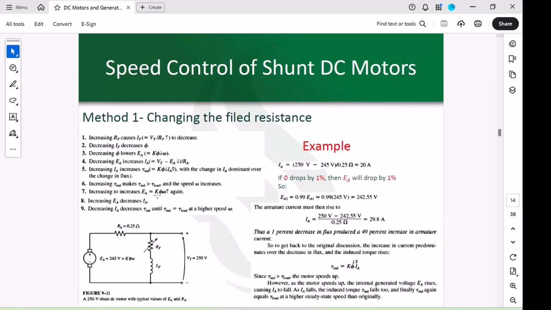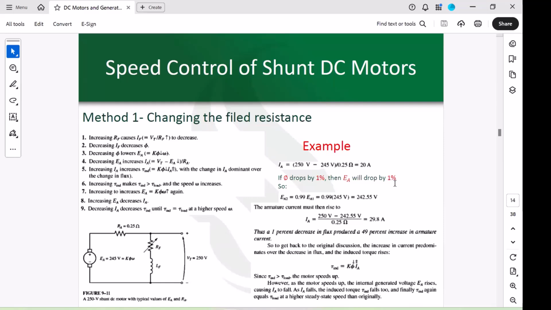But accelerating the machine will result in the increase in EA again, because EA depends on omega. Now, increasing EA will decrease IA, which will result in decreasing tau. But tau will decrease basically to become equal to the tau of the load, because in the end, what is dominant in the system is the load, right? So it has to come back to the load tau again, because the system needs to get into balance. But that balance now is happening at a higher speed. So that's the point: with the same tau, we were able to increase the speed. That's through adjustment of the field resistance.